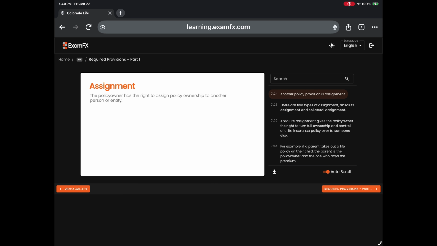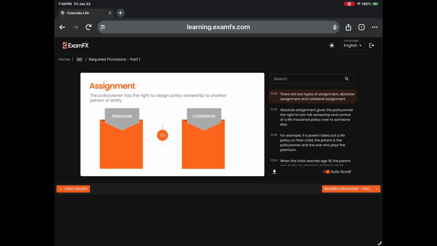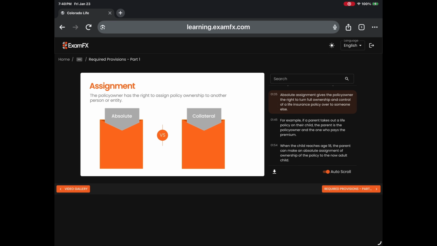Another policy provision is assignment. There are 2 types of assignment: absolute assignment and collateral assignment. Absolute assignment gives the policy owner the right to turn full ownership and control of a life insurance policy over to someone else. For example, if a parent takes out a life policy on their child, the parent is the policy owner and the one who pays the premium.